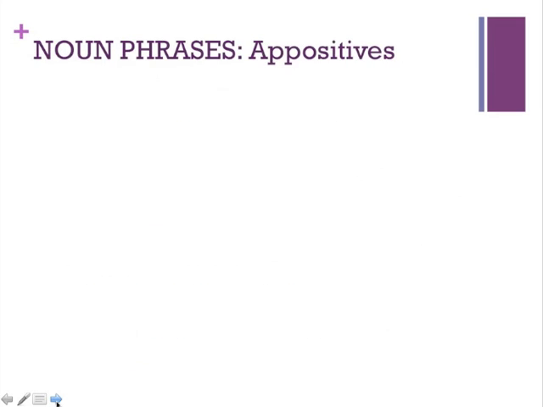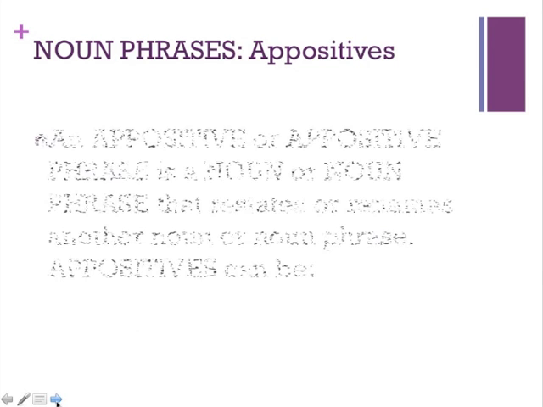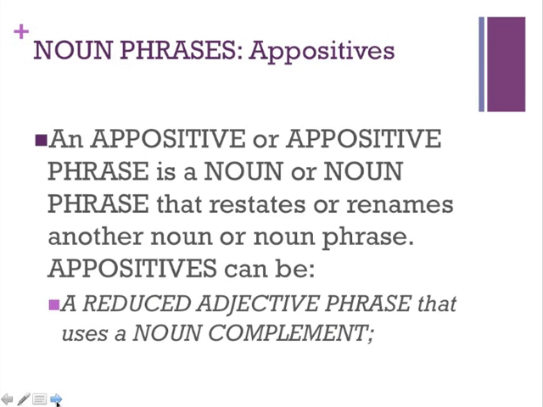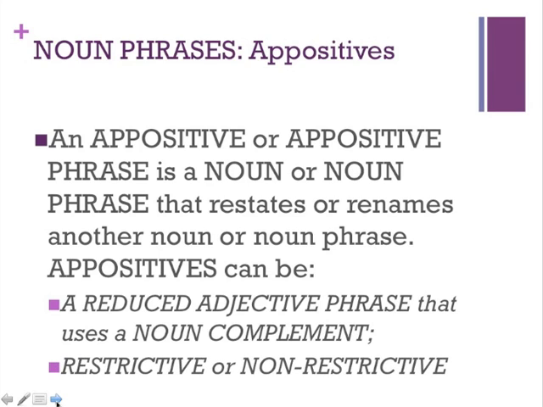Now, noun phrases are created essentially to create an idea that we call an appositive. And an appositive basically is a noun or noun phrase that restates or renames another noun or noun phrase. So let's see what appositives can be. Appositives can be a reduced adjective phrase that actually uses a noun complement in its original form. So we'll take a look at that in just a moment. And it also can be restrictive or non-restrictive. And again, we'll look at a couple of examples.